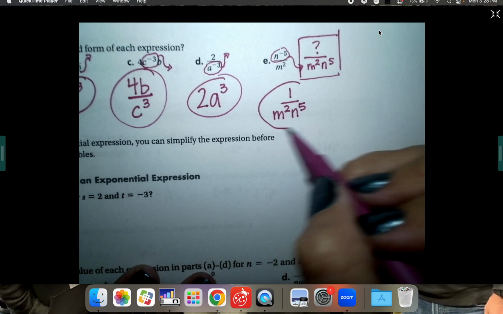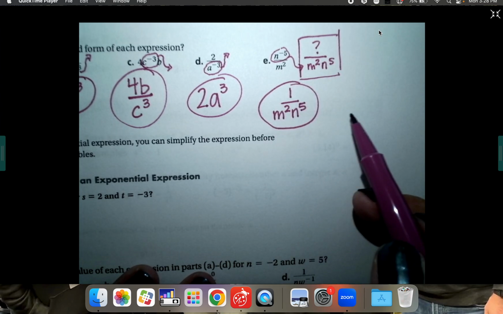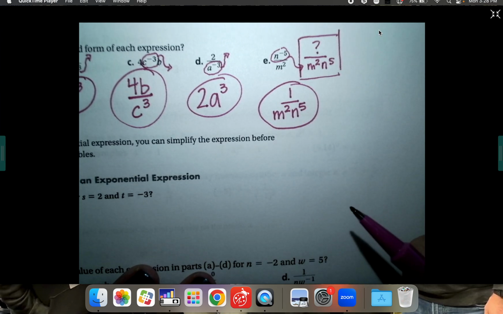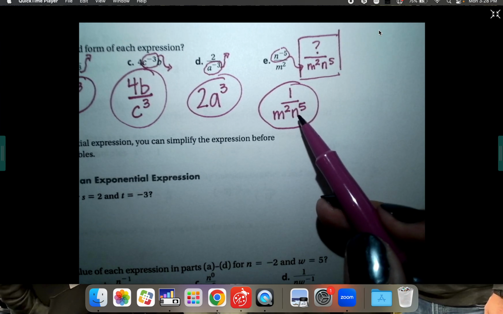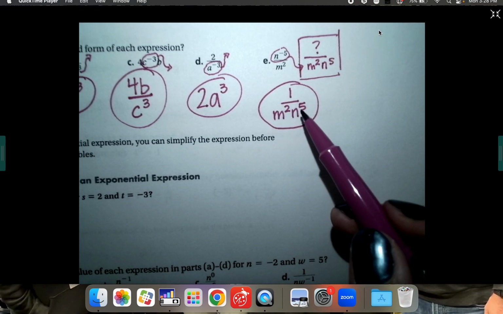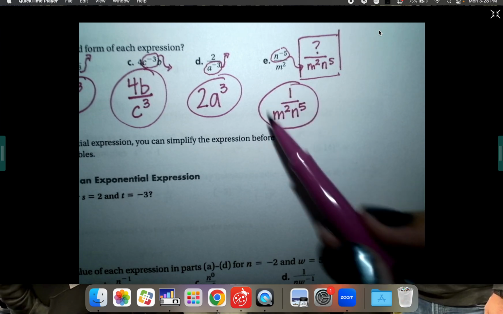And by the way, anytime you have multiple variables, like if you have m, n, p, q, whatever, you need to put them in alphabetical order. That's just how you will see it in algebra. So if the n would have come alphabetically before m, I would have put n to the 5th m squared. But m comes before n, so this is correct.